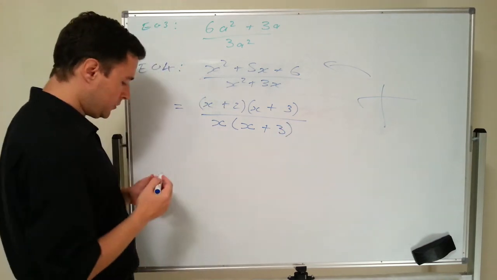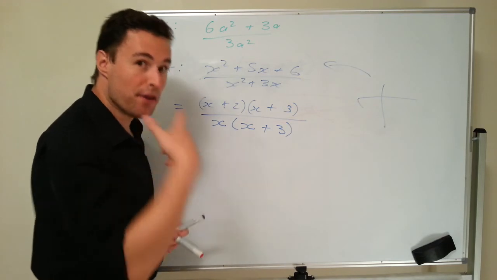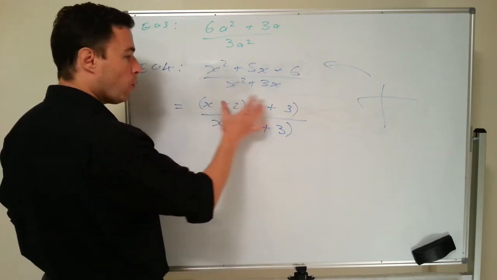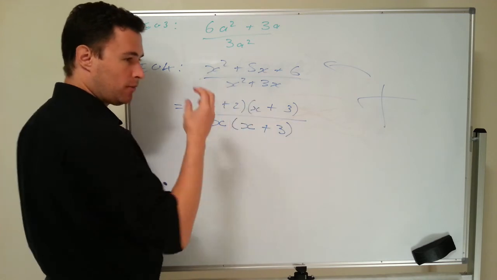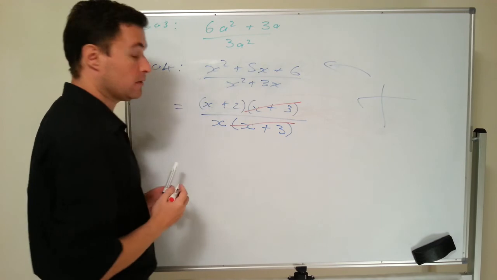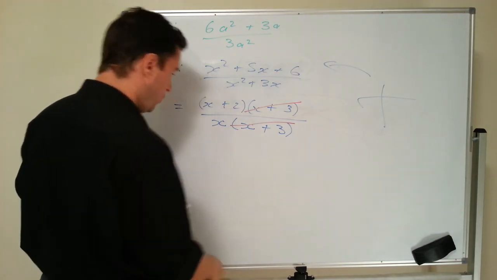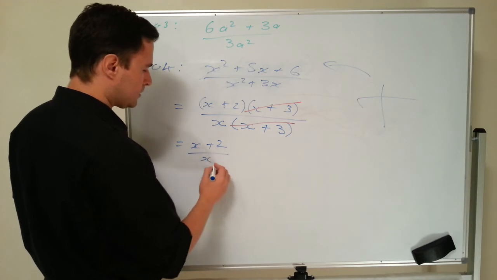Alright? And now you should all be screaming, oh, wow, you can cancel brackets, you can cancel brackets. Yes. Now I can cancel because now I have 1 term on top and 1 term at the bottom. Multiplication makes things 1 term. So this cancels with this. Now you can cancel. And what we're left with is x plus 2 all over x.